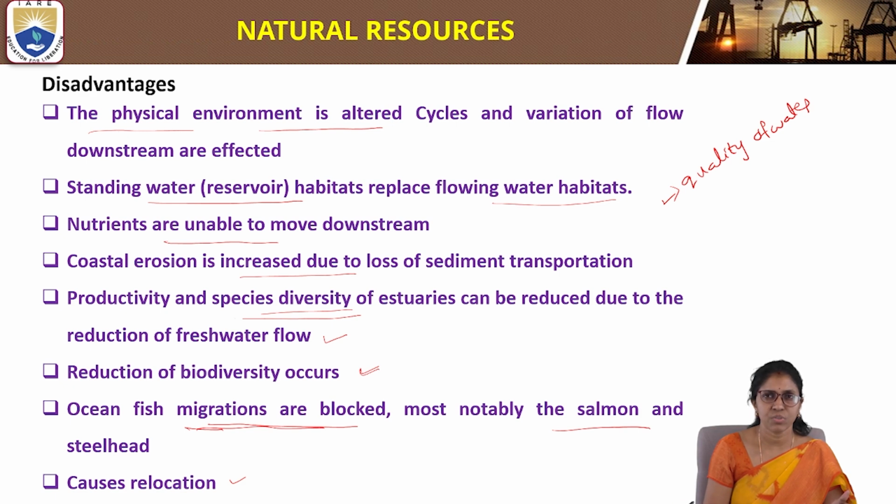Because of dam construction, the quality of water decreases and dissolved oxygen also decreases. The dissolved oxygen present in water decreases, and that will affect the aquatic animals present in the water. So these are the advantages and disadvantages of dams.